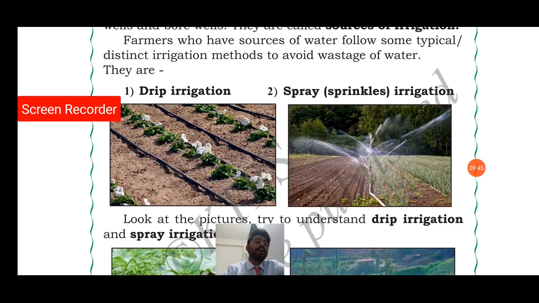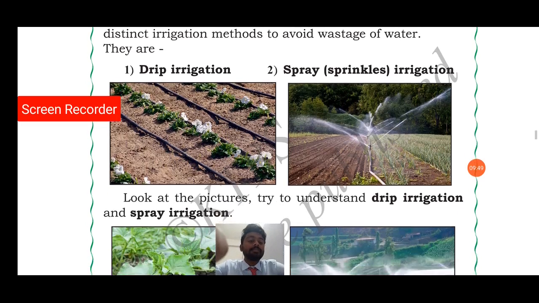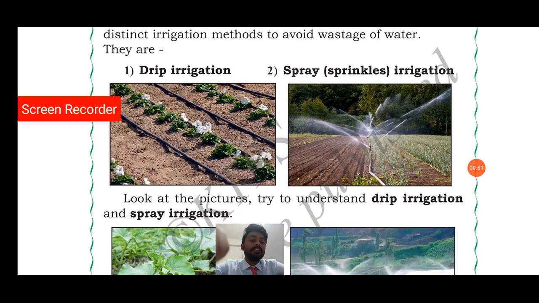In irrigation there are mainly two types. One is drip irrigation and one is spray irrigation. It means sprinkler irrigation. Look at the pictures on the screen.